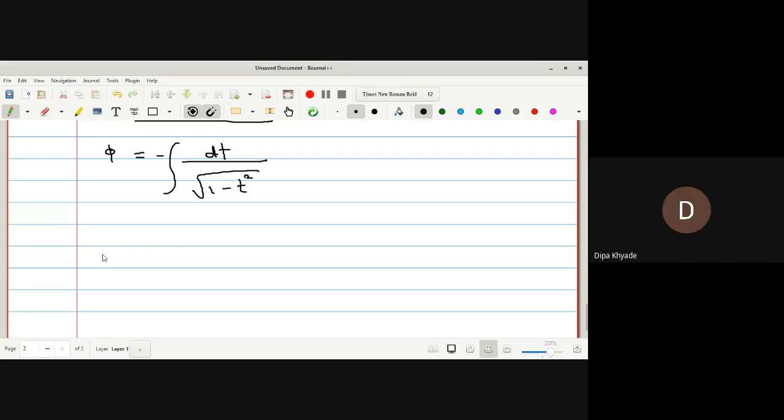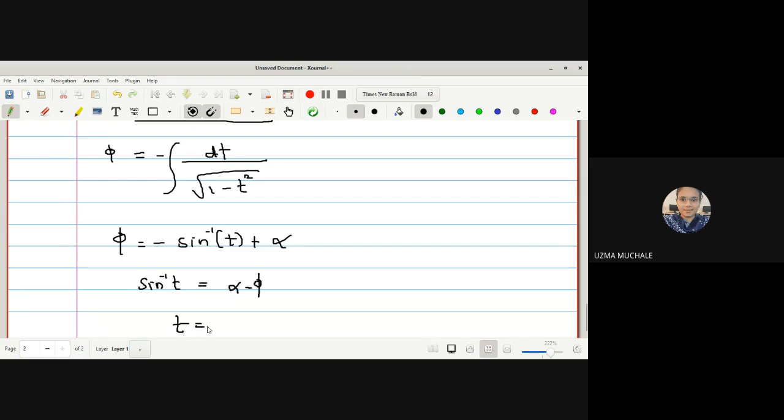Sine inverse t. Correct. Phi is equal to minus sine inverse of t plus some constant of integration. We will write it as alpha, because we now know that we are getting it in terms of sine, so alpha will work, since we are using this notation for the angle. So the constant of integration is alpha. Now sine inverse of t is equal to alpha minus phi.